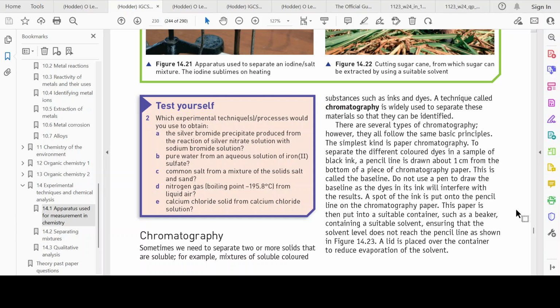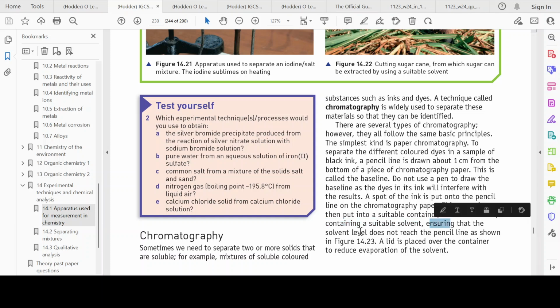So a spot of the ink is put onto the pencil line on the chromatography paper. This paper is then put into a suitable container, such as a beaker containing a suitable solvent. This is a suitable solvent because you can have different solvents, and the result that you get will depend on the solvent that you've used. So, right, they'll talk about that obviously.